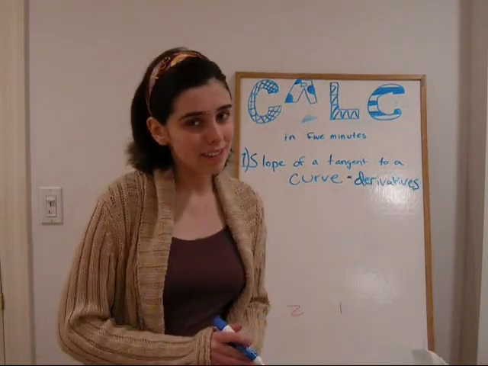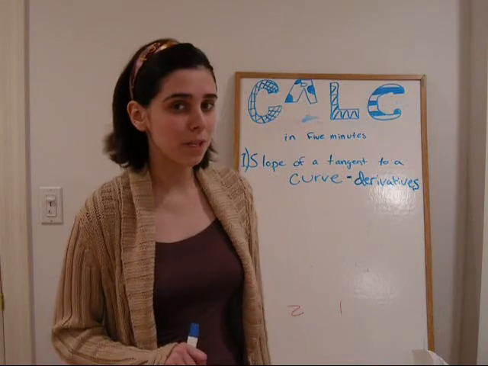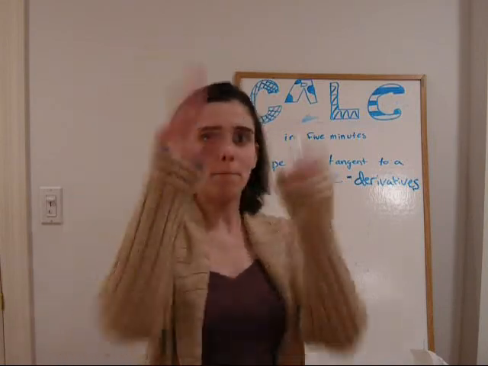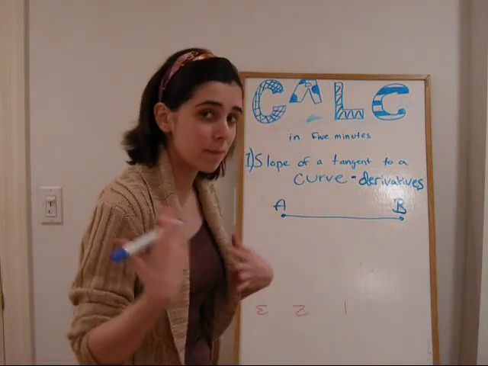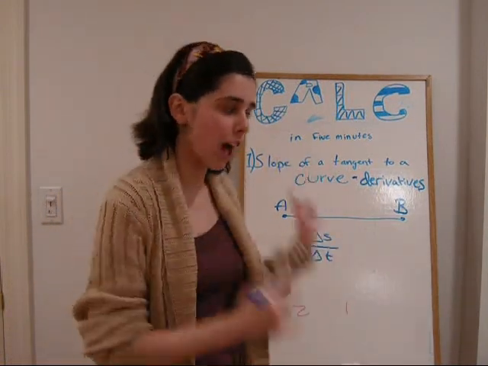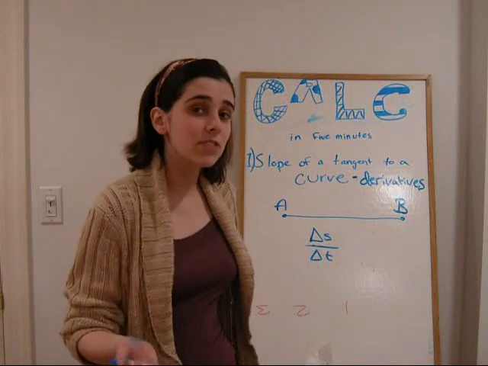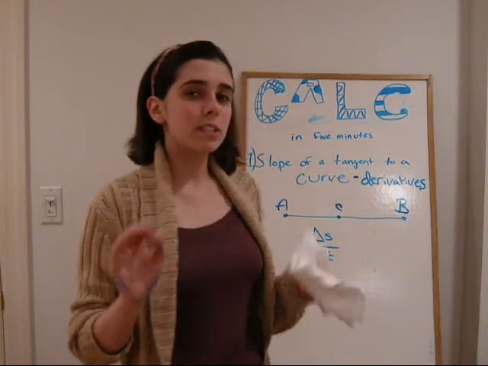To understand derivatives, you have to understand one very important concept, and that is limits. Bam! You understand limits. Happy? The average rate of change would be the total distance divided by the total change in time. This is the average velocity. The instantaneous velocity, now let's represent this graphically.